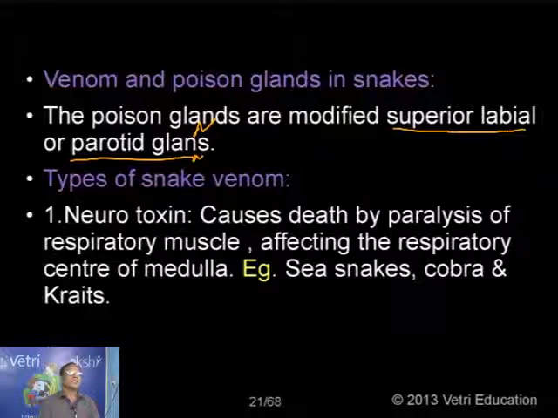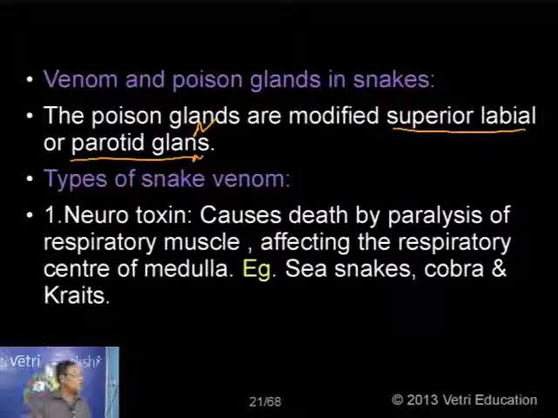Now, what are the different types of snake venom? More questions are asked repeatedly based on the action they perform, to which organ they are exerting their effect, or which organ has been affected. Normally in the case of non-poisonous snakes, the glands are never modified, they are simply present. So there is no remnant or vestigial poison apparatus in non-poisonous snakes, because these are all modified glands only.